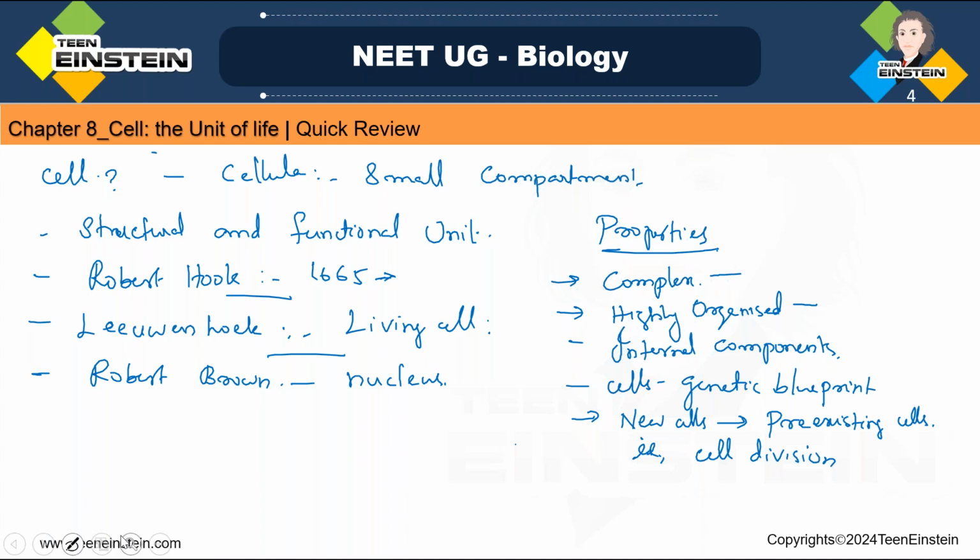What are all the properties we said for the cell? The cell properties we can list as: they are very complex structures and highly organized, because so many internal components are present in the cell, and all these internal organelles are highly organized and well arranged without creating any complication in the function of the other organelles. Altogether, all the organelles perform well to make the cell a functional unit.